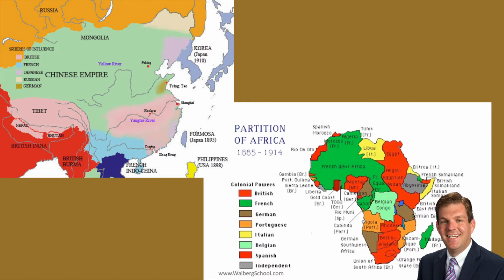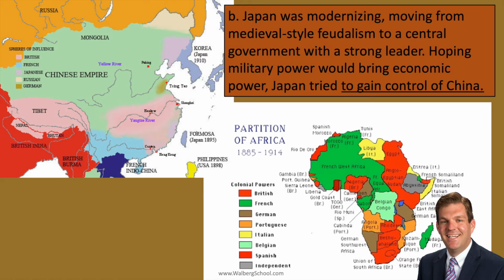Japan was modernizing also. Japan was moving from its medieval-style feudalism to a central government with a strong leader, and they were hoping for military power that would bring economic power. And so Japan also was trying to gain control over China.